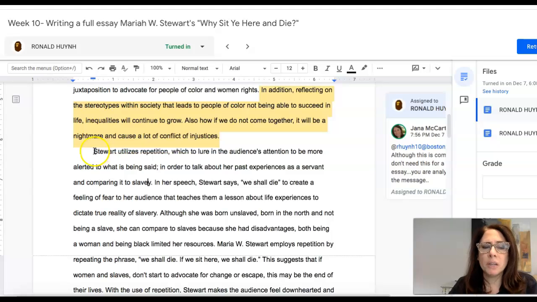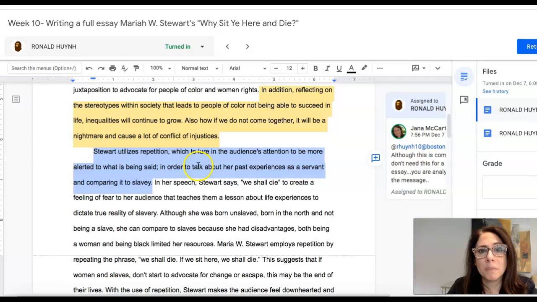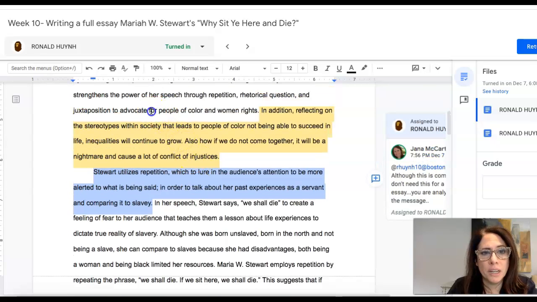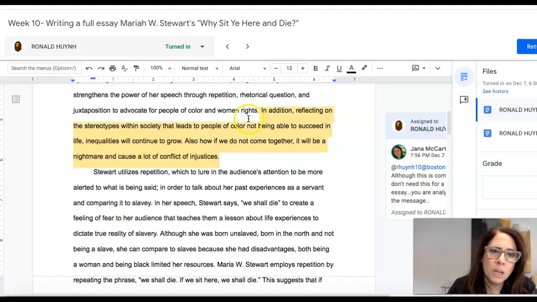So remember that topic or claim is the writer, the device, and then a universal idea that connects back to the message. So if she's advocating for people of color and women's rights, you might want to add a little bit to your thesis. You might need something more. Why is she advocating for women's rights? There has to be a little bit more, and we can talk about this.